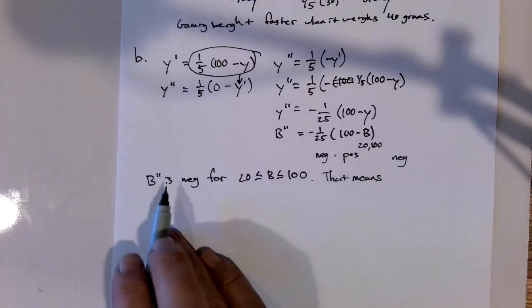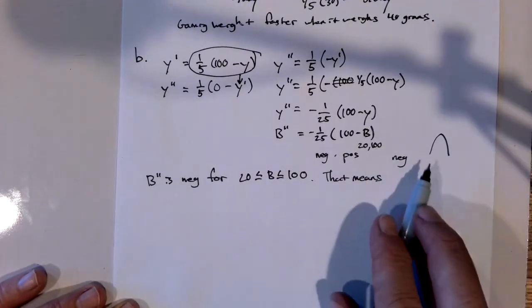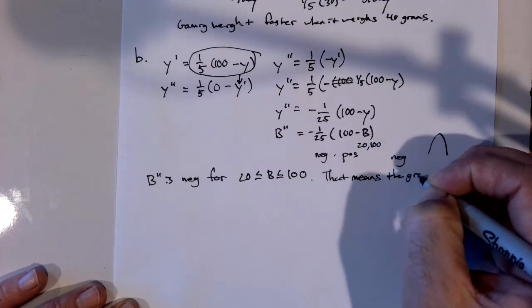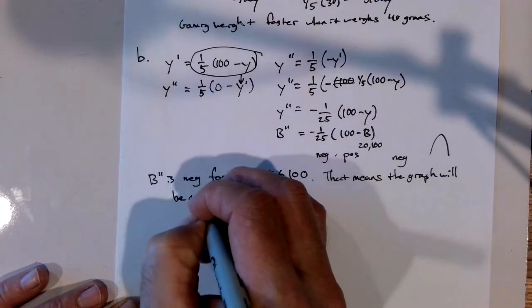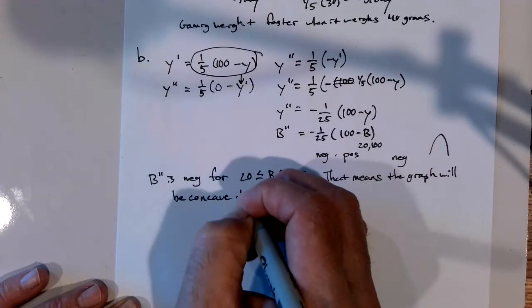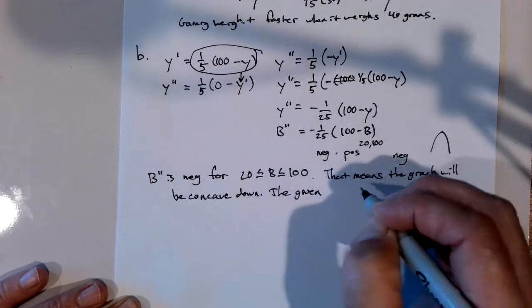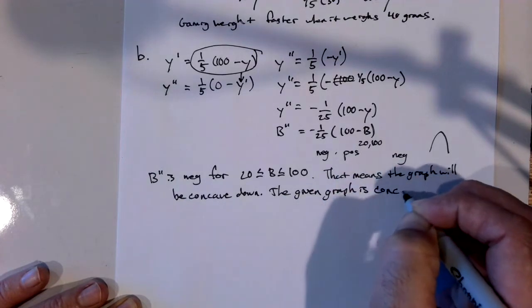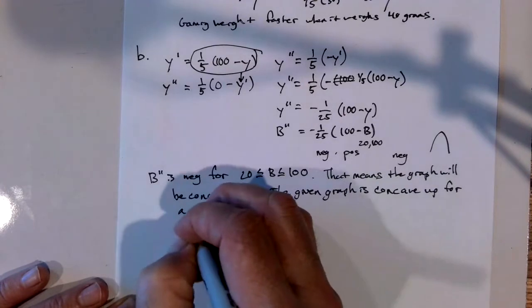That means, what does it mean when a second derivative is negative? Second derivative negative means that the graph is concave down. That means the graph will be concave down. The given graph is concave up for a portion.